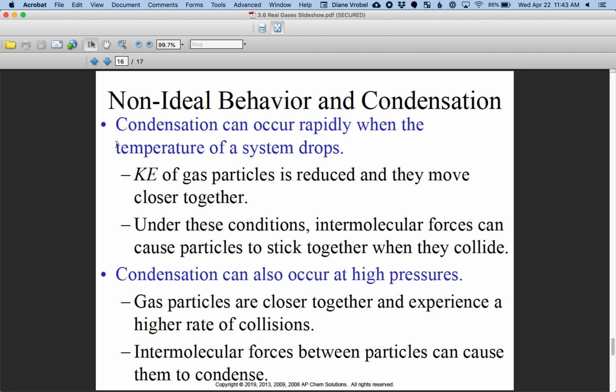Now, obviously, if you see a temperature change within a system, you are starting to lower the kinetic energy, and as a result of it, you're bringing these molecules closer together, and as a result of it, they start sticking together to form a liquid. Now, notice that at high pressure, the same situation occurs because you're bringing those gas particles closer together. They are starting to hit each other because they have a high rate of collision, and as a result, they start sticking together.